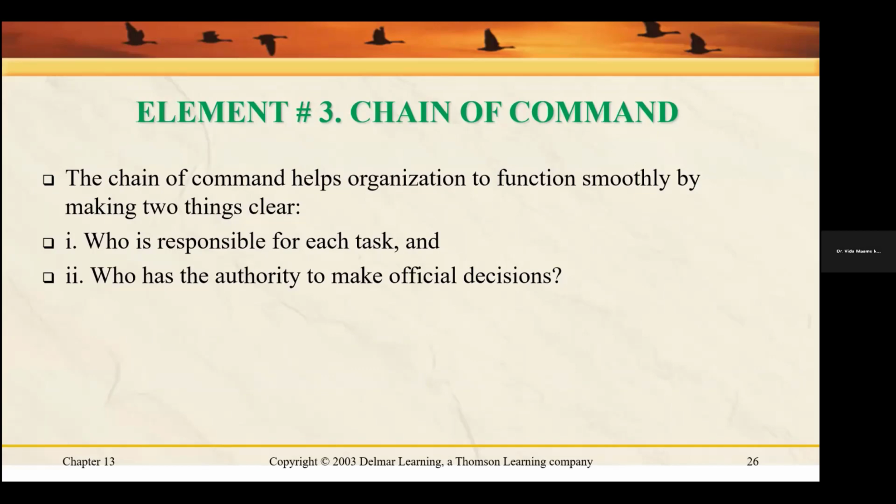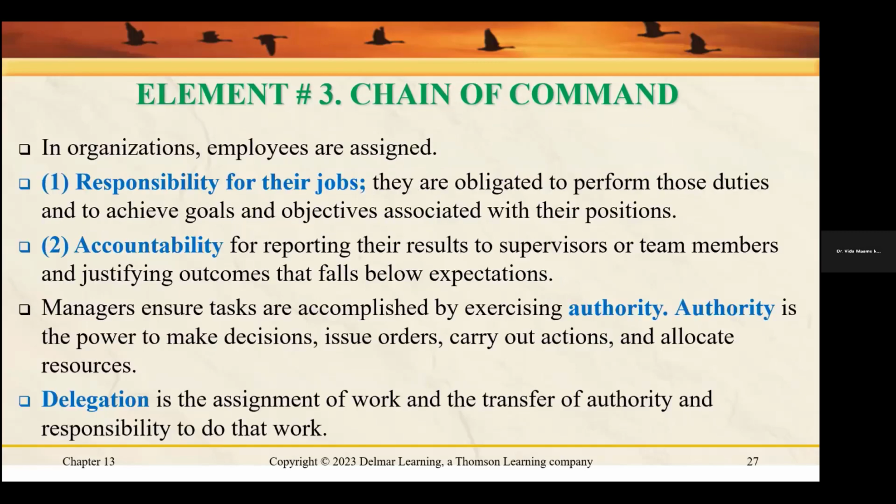In an organization, employees are assigned responsibility for their jobs. They are obliged to perform those duties and to achieve the goals and objectives associated with their jobs. Then there is accountability, which we did in delegation. You are accountable for reporting on your duties to supervisors or team members and justifying outcomes that fall below their expectations. We also have authority.